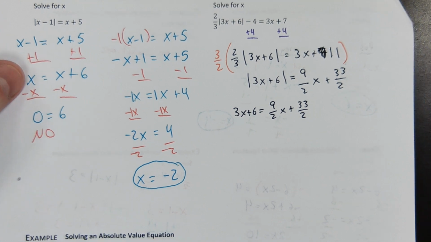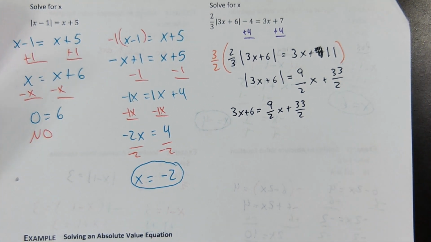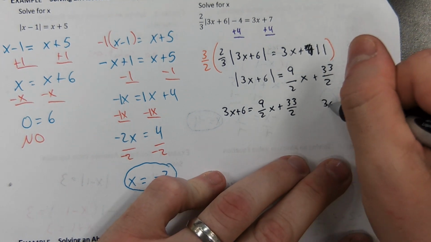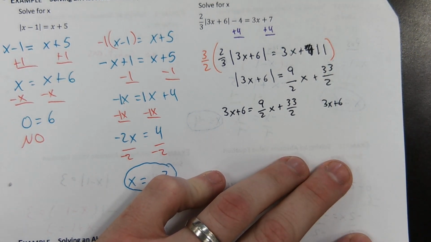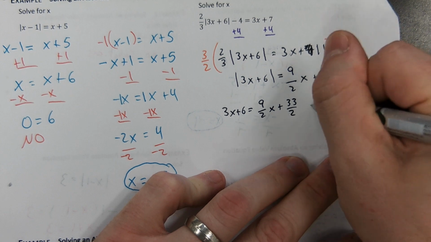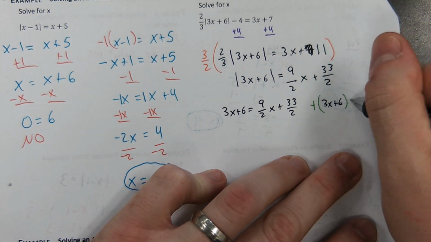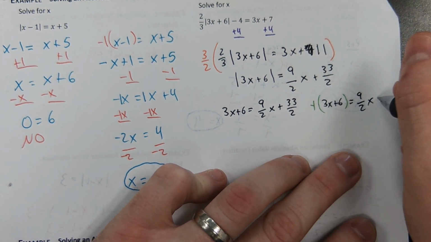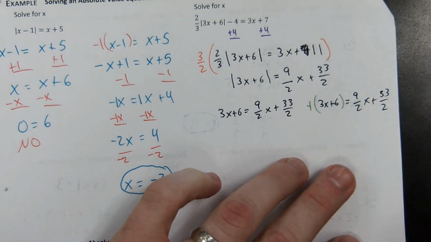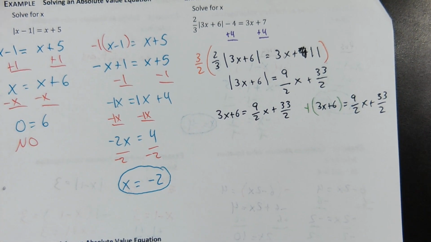But the worst case scenario is, and I'm going to have to get skinny math over here, what if 3x plus 6 was negative? What if I could have said 3x plus 6 wrapped in a set of parentheses with a negative 1 in front of them was equal to 9 over 2x plus 33 over 2. And we're going to solve these two things separate from one another.